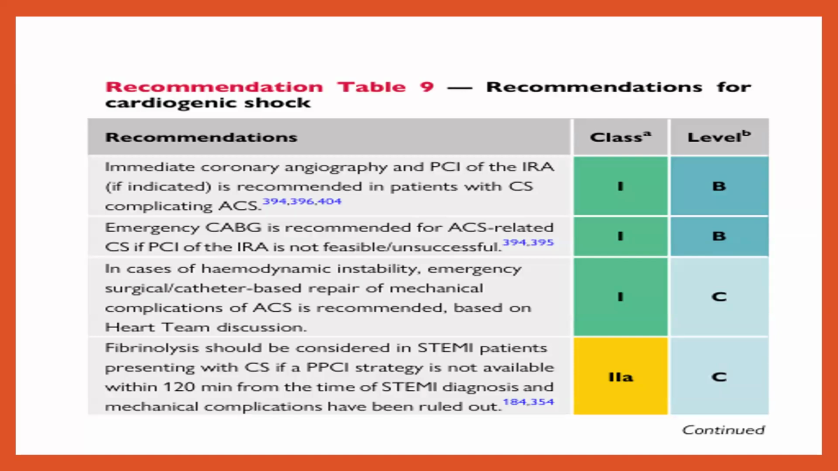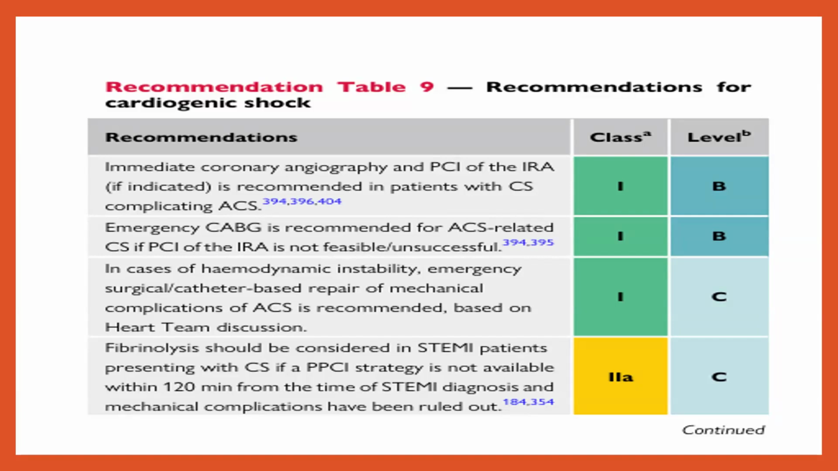So recommendation one, immediate coronary angiography and PCI of the infarct-related artery is recommended in patients with cardiogenic shock complicating acute coronary syndrome. It has a class of recommendation 1 and level of evidence B. Emergency CABG is recommended for ACS related cardiogenic shock if PCI of the infarct related artery is not possible or unsuccessful. Again, it has a class of recommendation 1, level of evidence B.